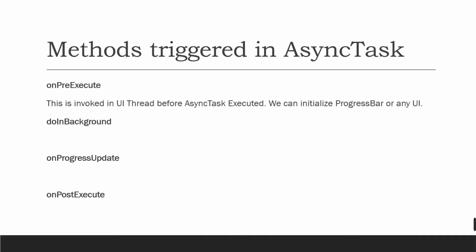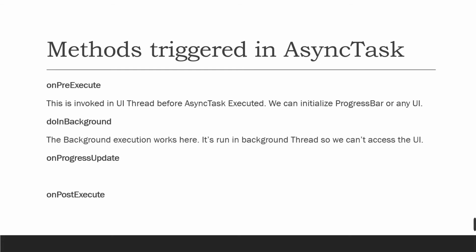The methods triggered in AsyncTask. There are a few methods triggered in AsyncTask: onPreExecute, doInBackground, onProgressUpdate, onPostExecute. So onPreExecute is invoked in the UI thread before AsyncTask executes. We can initialize a progress bar or any UI. doInBackground executes completely in the background thread. So we can't access the UI.